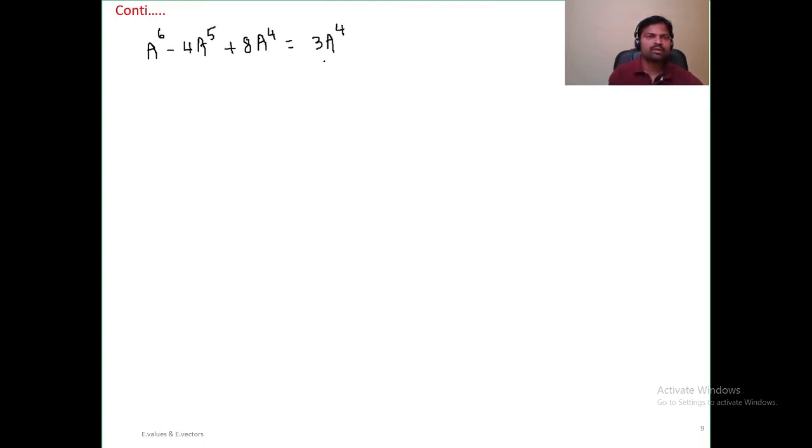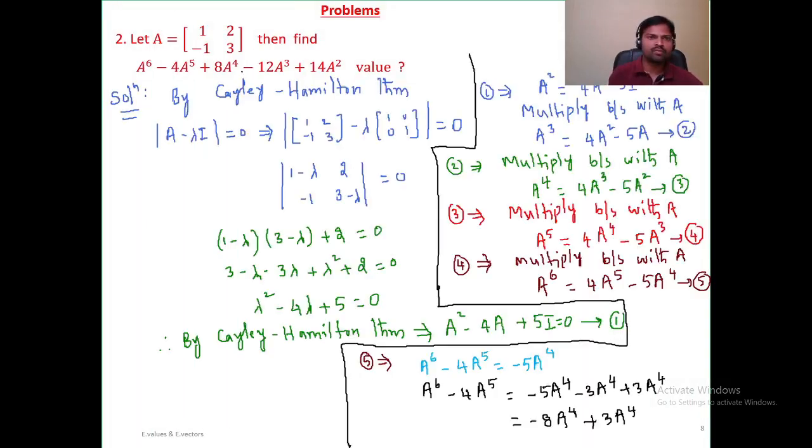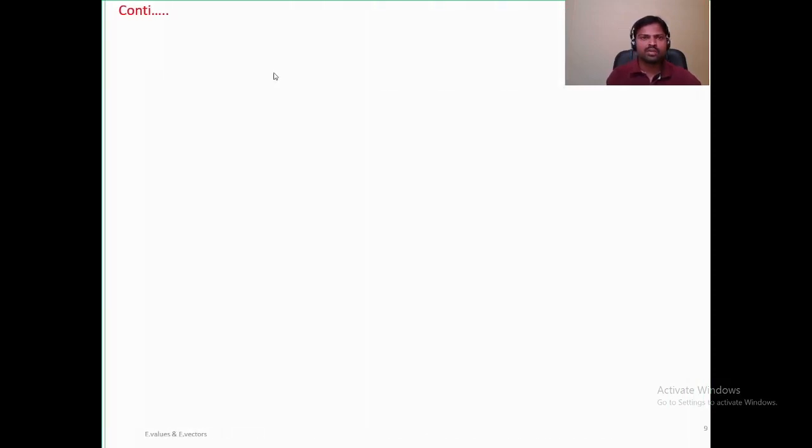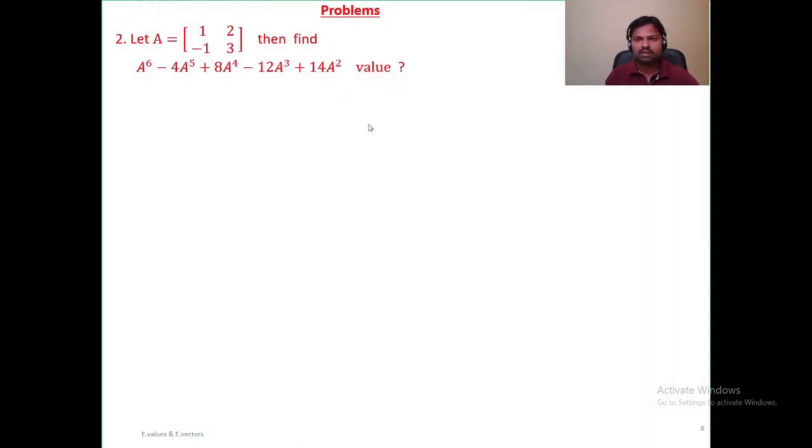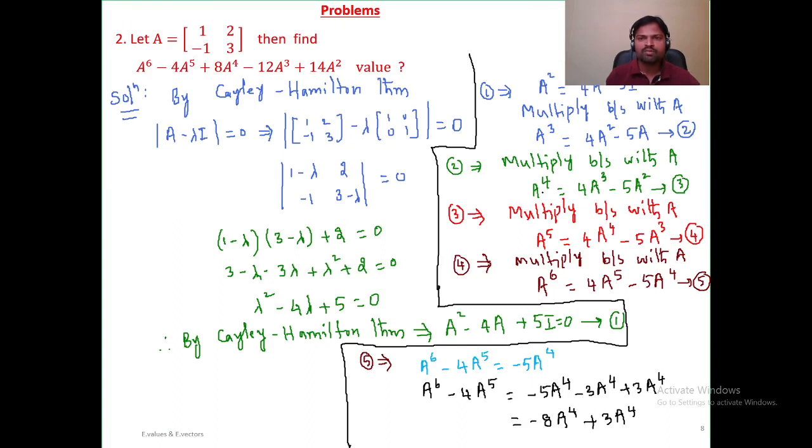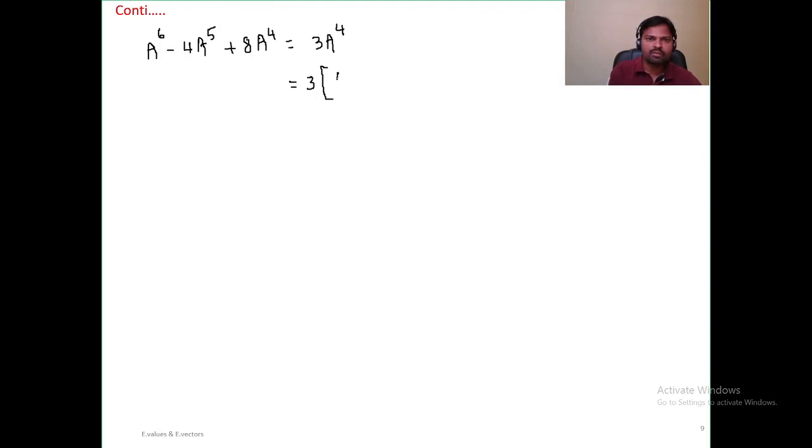This I got. Next one, look at the question. After 8A to the power 4, what do I want? Minus 12A cubed. But here I have A to the power 4, and I want an A cubed term. So for that I substitute 3 times A to the power 4 in terms of A cubed. Look at equation number 3: A to the power 4 is in terms of A cubed and A squared. So use this third equation, because I don't want A to the power 4, I want the A cubed term. From 3, 4A cubed minus 5A squared.